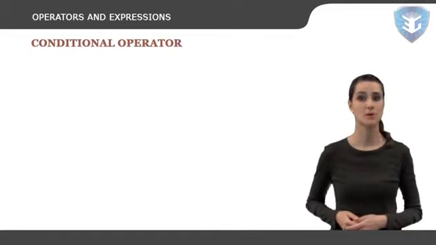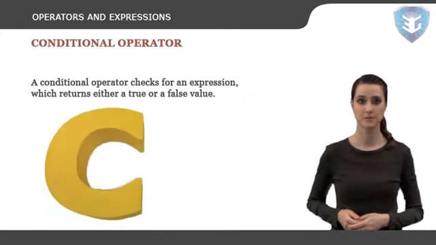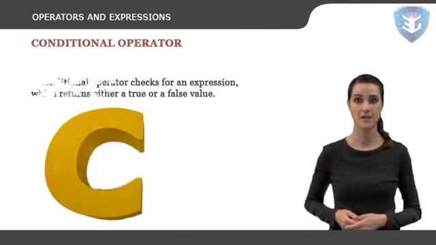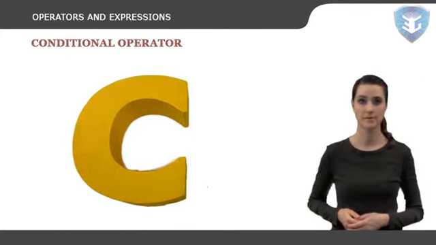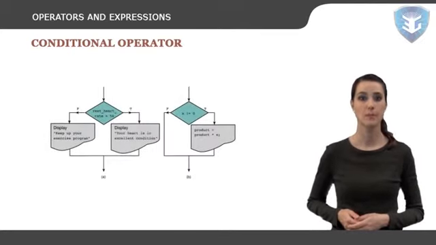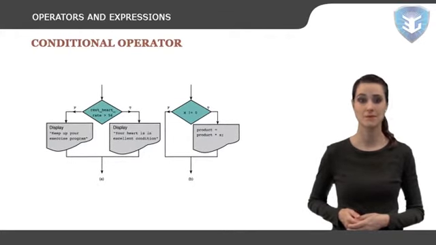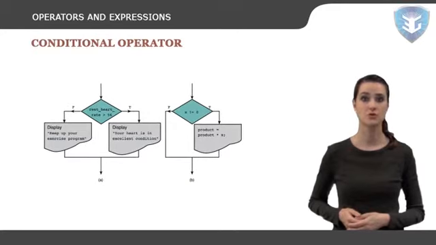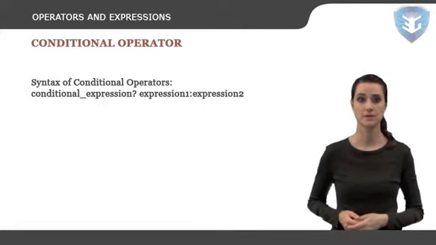Now we shall discuss the conditional operator. A conditional operator checks for an expression, which returns either a true or a false value. If the condition evaluated is true, it returns the value of the true part of the operator. Otherwise, it returns the value of the false part of the operator. Conditional operators are used in decision-making in C programming. For example, it executes different statements according to the test condition, whether it is true or false. The syntax of conditional operators is as shown here. If the test condition is true, expression 1 is returned, and if false, expression 2 is returned.